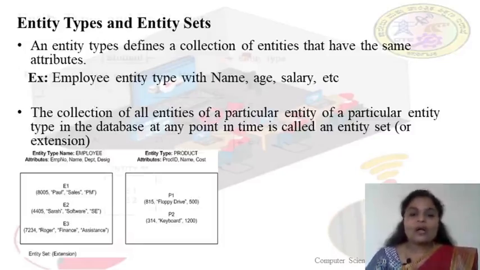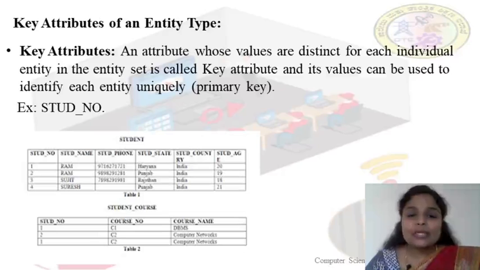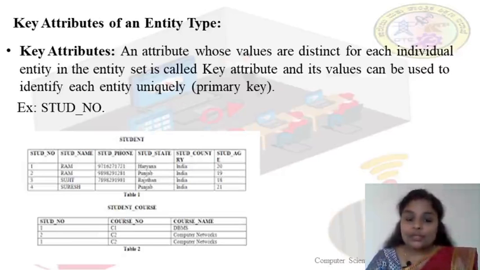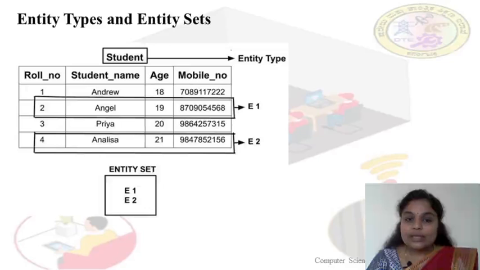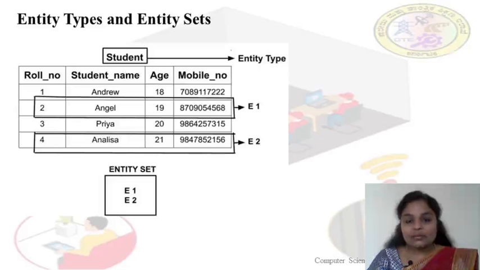Clear? Okay. And next we have key attributes of an entity type. I told you previously, entity type means what? Student. Student is an entity type. Just remember, student is an entity type. But further on, we usually use student as entity. That is our naming convention. Don't get confused between entity type and entity.